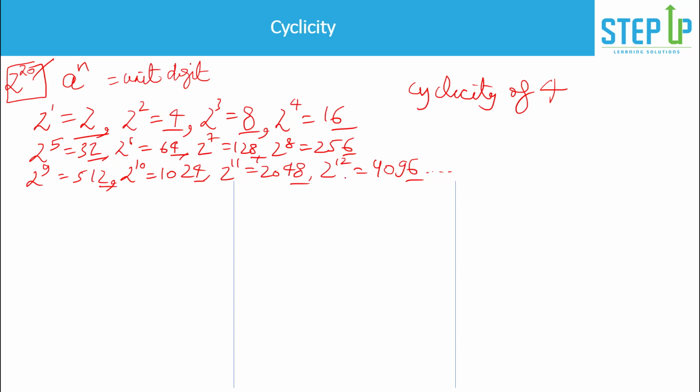We need not write up till 20. That means here also, if you notice, you will start 2 to the power 13, 14, 15, 16. That means 2 to the power 16 again would be what? Last digit would be 6.